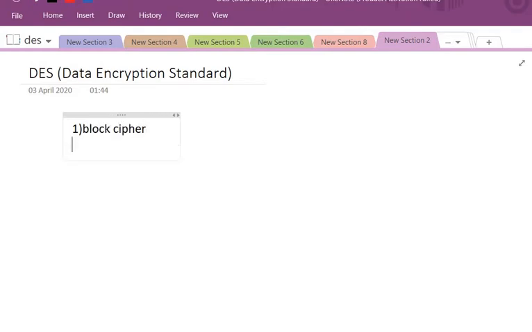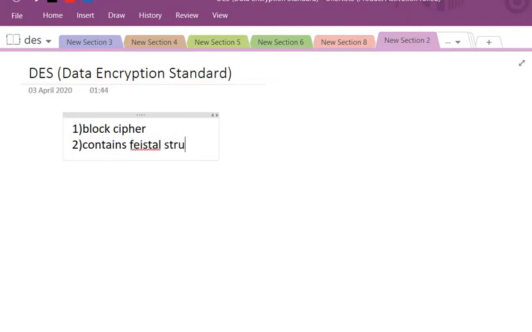Block cipher means we have to divide our plain text into the required number of equal blocks, and if the last block does not contain enough bits, we have to do the padding. Now the second point about the Data Encryption Standard is that it contains a Feistel structure.